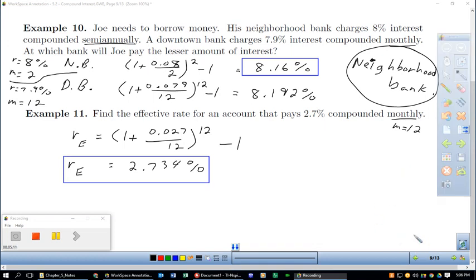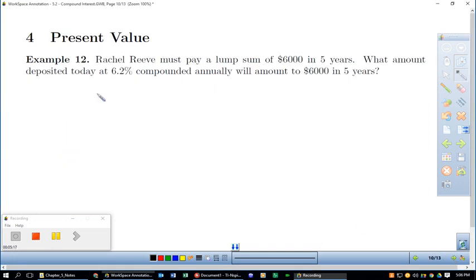So we're going to start present value. Present value is going back to compound interest. Rachel Reeve must pay a lump sum of $6,000 in 5 years. So 5 years is our time, and I might be tempted to say that's our deposit amount, but it says in 5 years. This is a future amount. Future amount is our accumulated amount, so A.